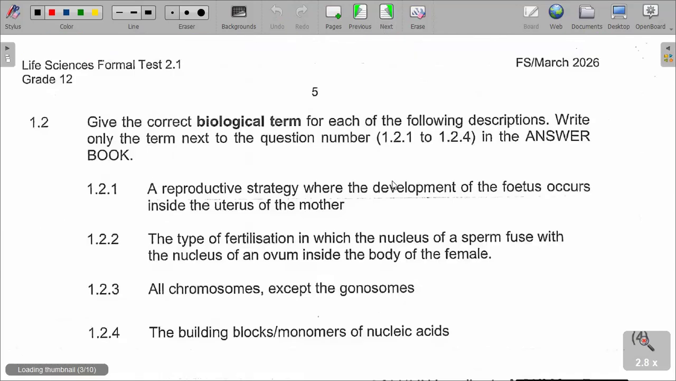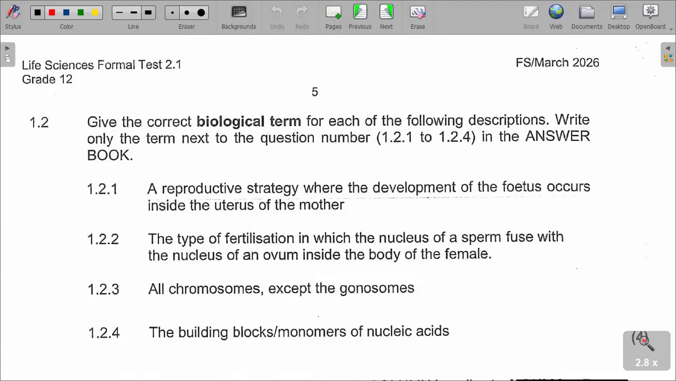And then, give the correct biological term for each of the following descriptions. The correct biological term for each of the following descriptions. So now, a reproductive strategy where the development of the fetus occurs inside the uterus of the mother.